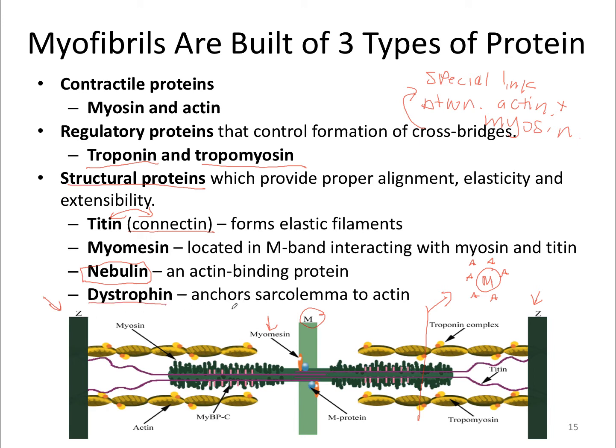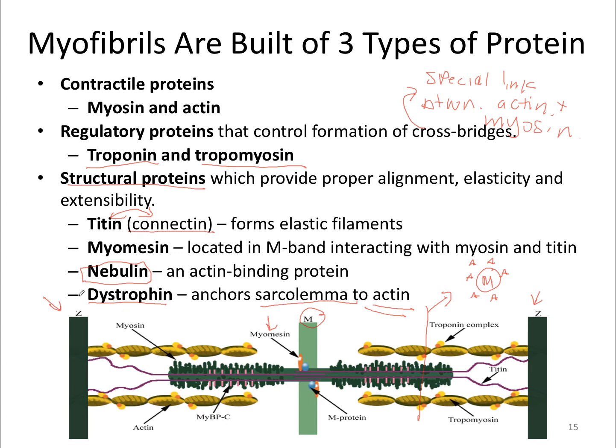Dystrophin is an important one, however. This anchors the sarcolemma to the actin specifically, not to the myosin, to the actin. And what this allows is for the sarcolemma to move with the actin filaments so that the sarcolemma doesn't get ripped during contraction. Because remember, the sarcolemma pokes into the muscle cell in the form of T-tubules. So if it is incapable of moving along with the actin, you begin to rip the sarcolemma in the area of the T-tubules, and that produces damaged muscle tissue.